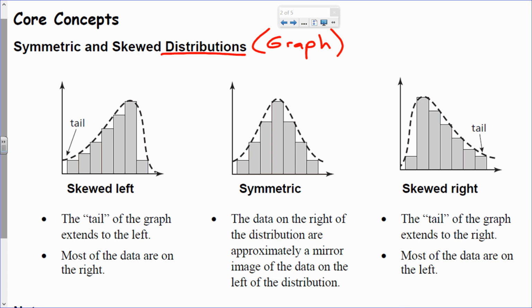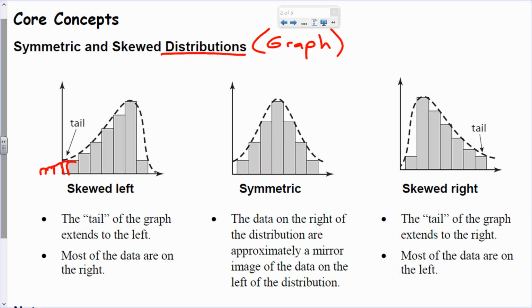So now watch. Distributions can look like this. Look at how the bars of the histogram are all the way to the right, most of them, and then they get small as you get to the left. When the bars get lower and lower, we call this the tail of the histogram. And the tail is all the way at the left, so we call a histogram that looks like this skewed to the left. The tail's to the left.